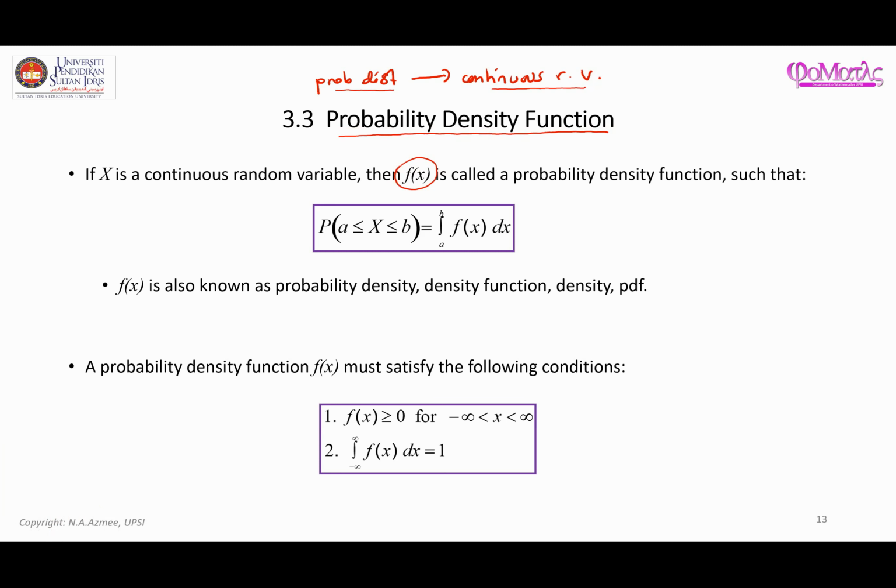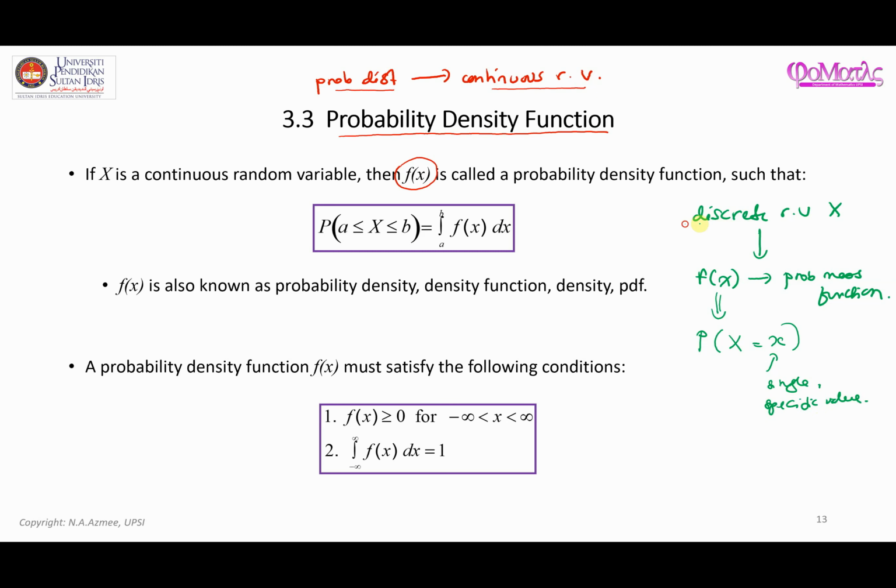case of the probability mass function. So recall, if you have a discrete random variable x, and you have f(x), the probability distribution, the specific name for it is the probability mass function. And what it means really is that f(x) here is the probability of x equal to a specific value. So this is a single specific value. This is what we have already seen in the case of x being a discrete random variable.